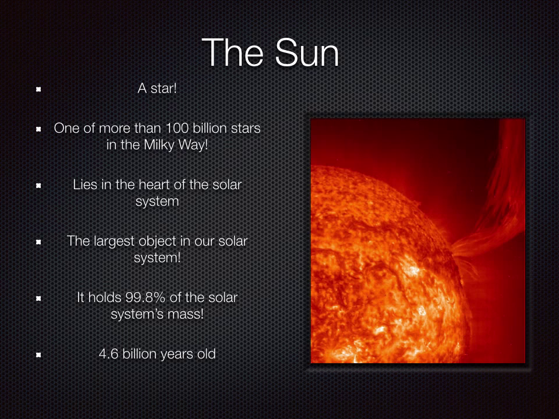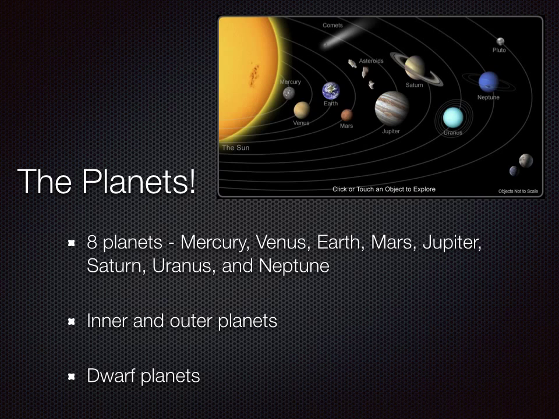Let's move on to the planets in our solar system. As we know, there are 8 planets in our solar system. In order, we know there is Mercury, Venus, Earth, Mars, Jupiter, Saturn, Uranus, and Neptune. We know that the first 4 planets are considered inner planets because they are the closest to the sun and the asteroid belt separates them from the 4 outer planets. Dwarf planets, such as Pluto, are too small to be considered planets. There are 5 dwarf planets in our solar system.